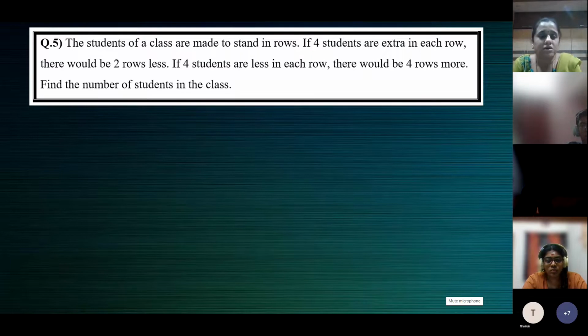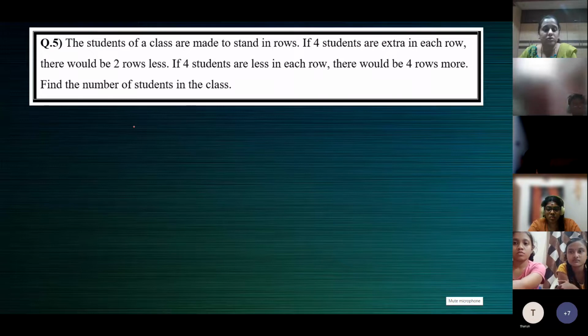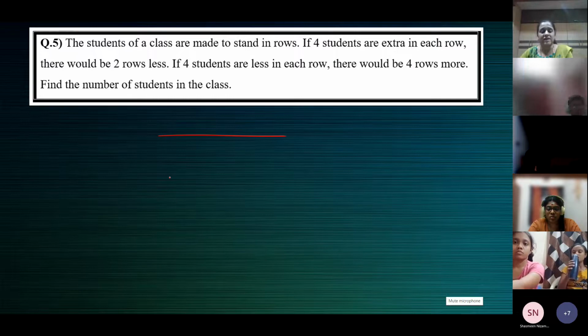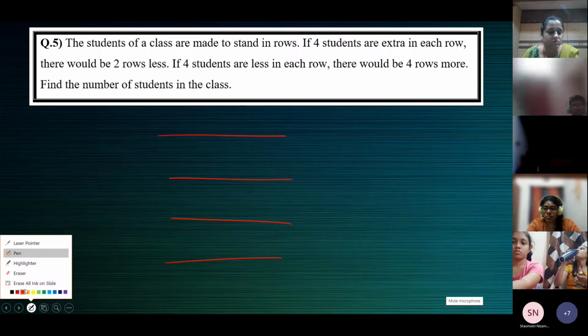Next one. The students of a class are made to stand in rows. So you know these are rows and these are columns. They are made to stand in rows like this.